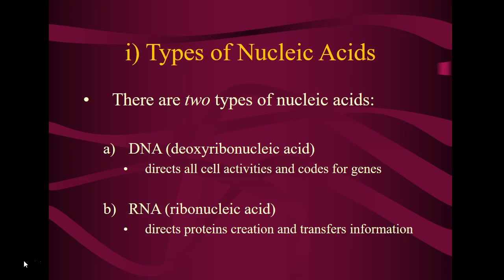So DNA codes for proteins, those proteins I talked about earlier. RNA takes that code and actually makes those proteins. So DNA has the copy. RNA copies DNA's code and then takes that and makes its information. So they work in tandem.